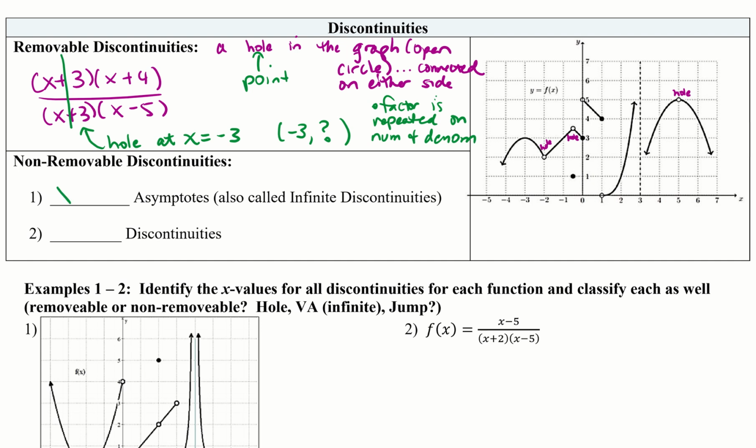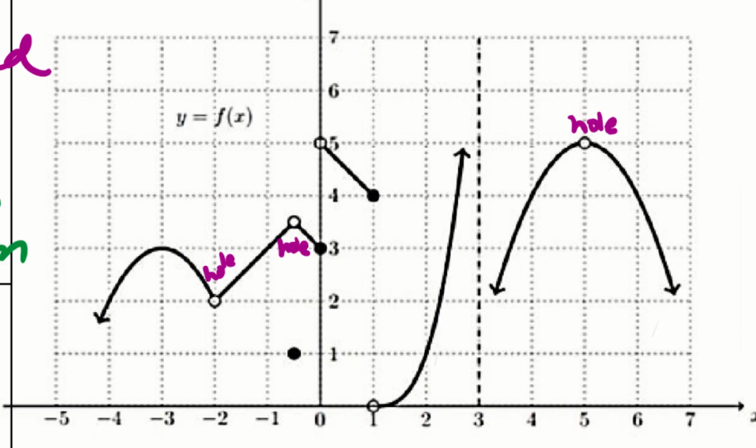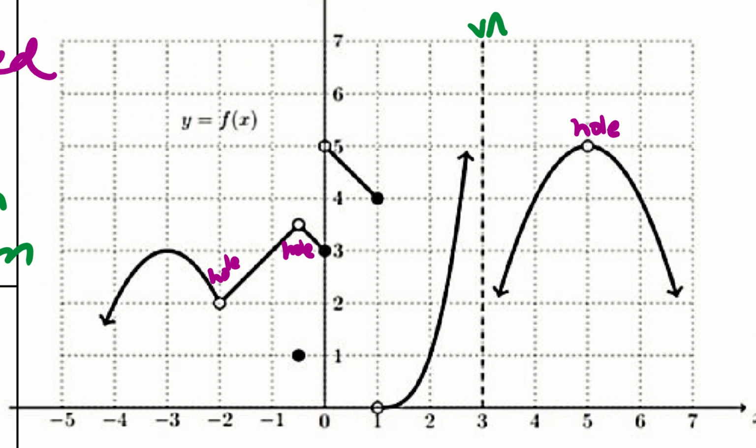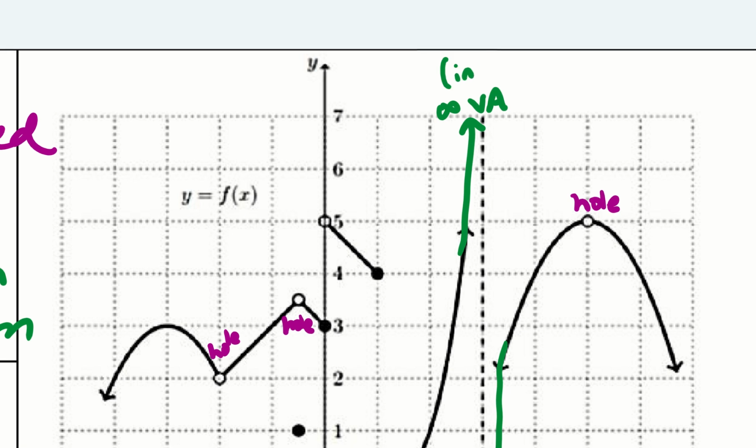The first type is a vertical asymptote. Sometimes this is also described as an infinite discontinuity. We'll talk about why in just a second. Or the last type of non-removable is a jump discontinuity, where the height literally jumps from one height to another. So if we go to this picture, we do have a vertical asymptote right here. Now, the reason a vertical asymptote sometimes is described as an infinite discontinuity is because the function will grow either to positive or negative infinity as we approach that vertical asymptote. That's why it's described as an infinite discontinuity in some textbooks.